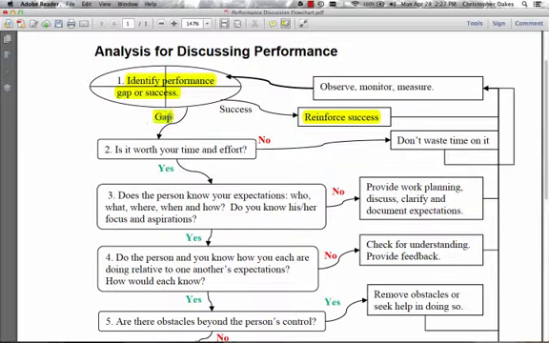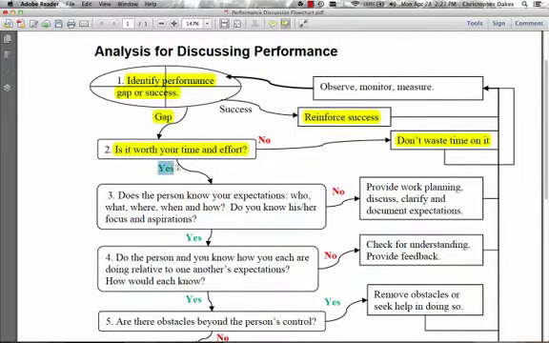But if you identify that there's a gap in what they're doing and how they're doing it, then you've got to ask yourself the question, is it worth your time and effort? Oftentimes, when we think about some performance issues, it might be a one-time shot. It might be a one-time short-term thing, and generally this person is a solid performer, and you need to say, okay, well, maybe it's just a one-time thing. It's not really worth my time. I'll give this person another chance. And if it is, then don't waste your time on it.